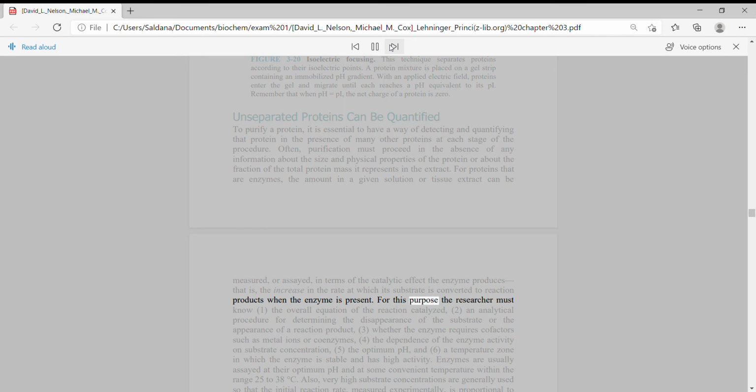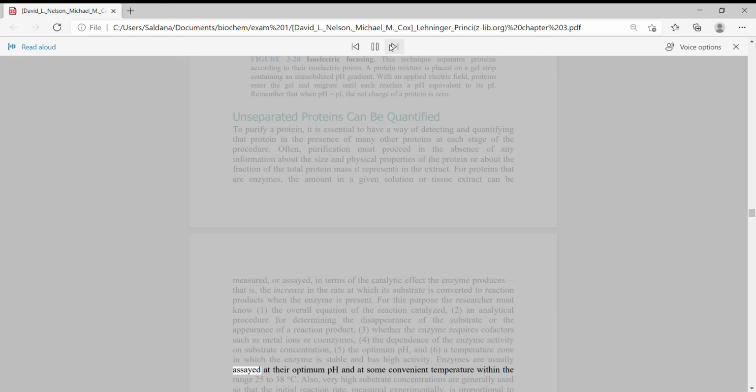For this purpose the researcher must know: 1. The overall equation of the reaction catalyzed, 2. An analytical procedure for determining the disappearance of the substrate or the appearance of a reaction product, 3. Whether the enzyme requires cofactors such as metal ions or coenzymes, 4. The dependence of the enzyme activity on substrate concentration, 5. The optimum pH, and 6. A temperature zone in which the enzyme is stable and has high activity.